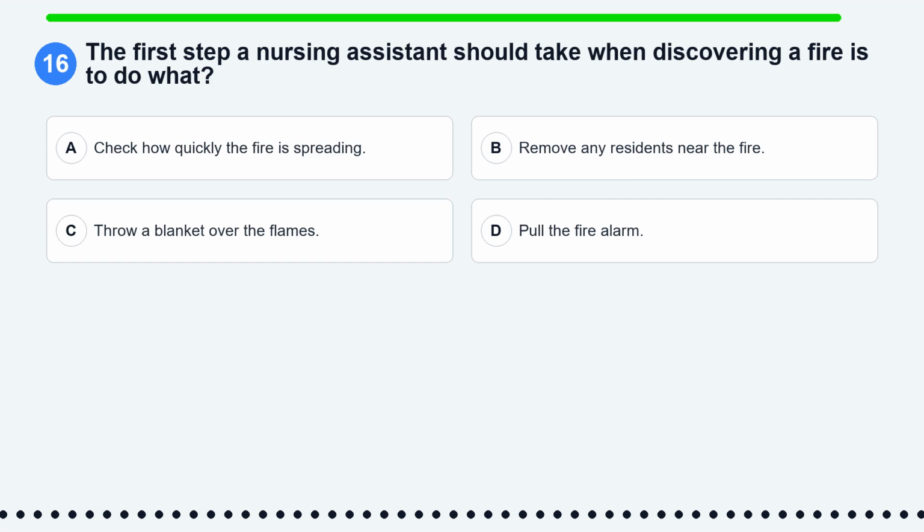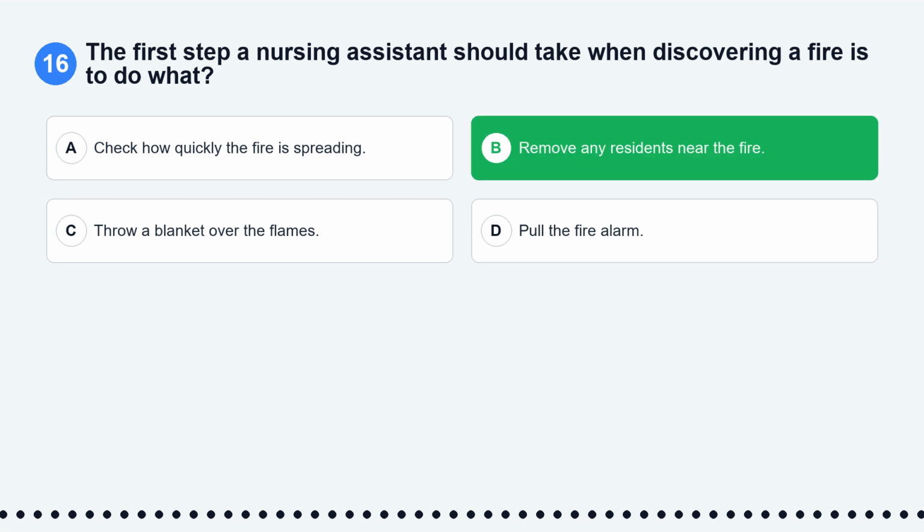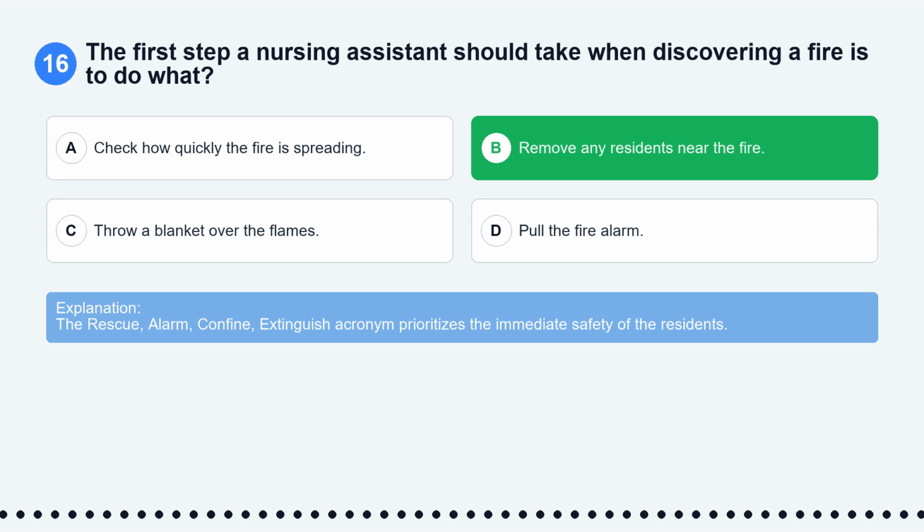Question 16. The first step a nursing assistant should take when discovering a fire is to do what? Option A, check how quickly the fire is spreading. Option B, remove any residents near the fire. Option C, throw a blanket over the flames. Option D, pull the fire alarm. The correct answer is option B, remove any residents near the fire. The rescue, alarm, confine, extinguish acronym prioritizes the immediate safety of the residents.